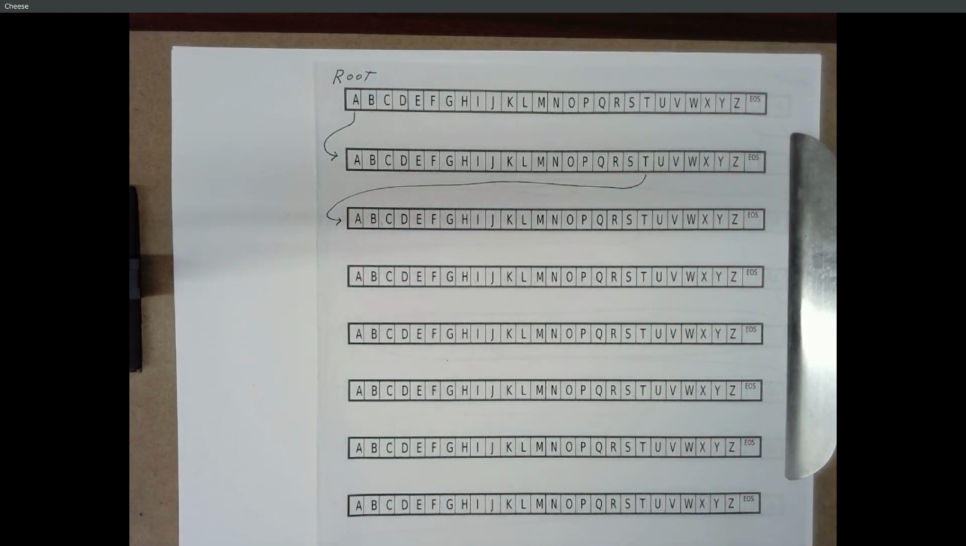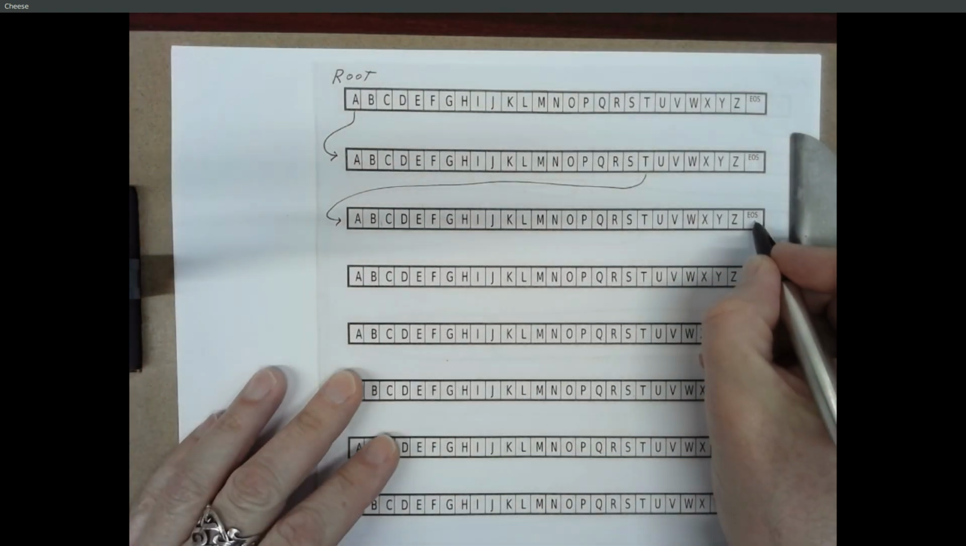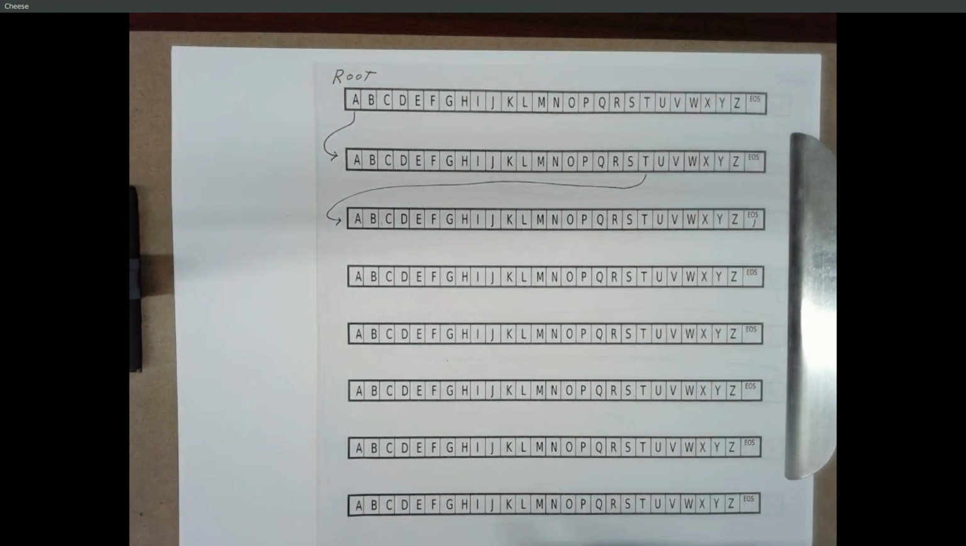Go to the third letter. There is no third letter. We've reached the end of the string. And so in this node, we're going to set the end of string flag to be a 1. And bingo, we've just stored the word AT in this try.